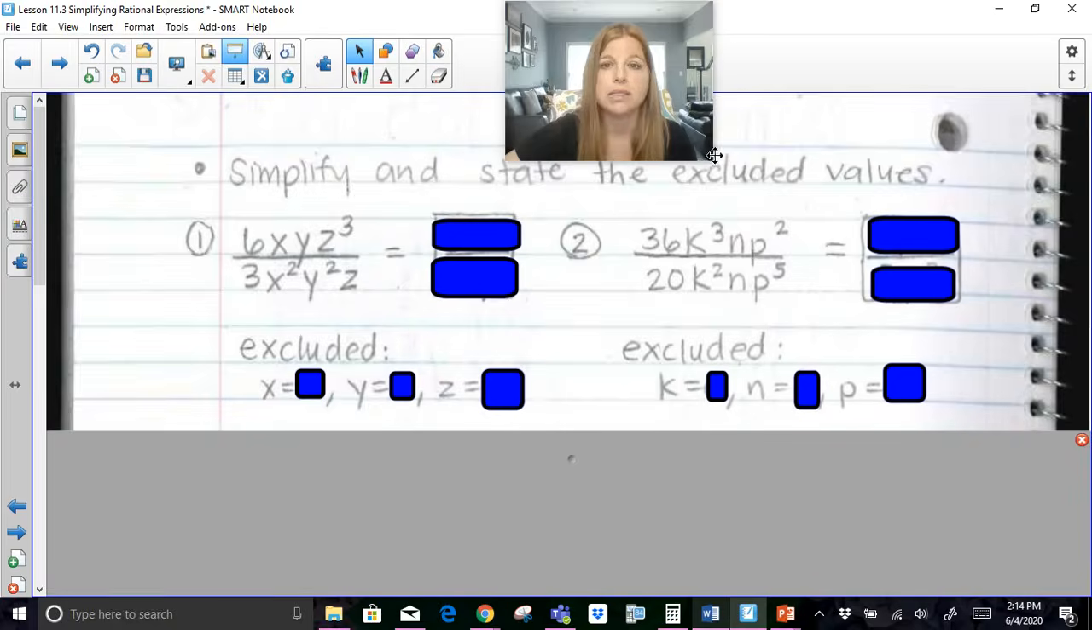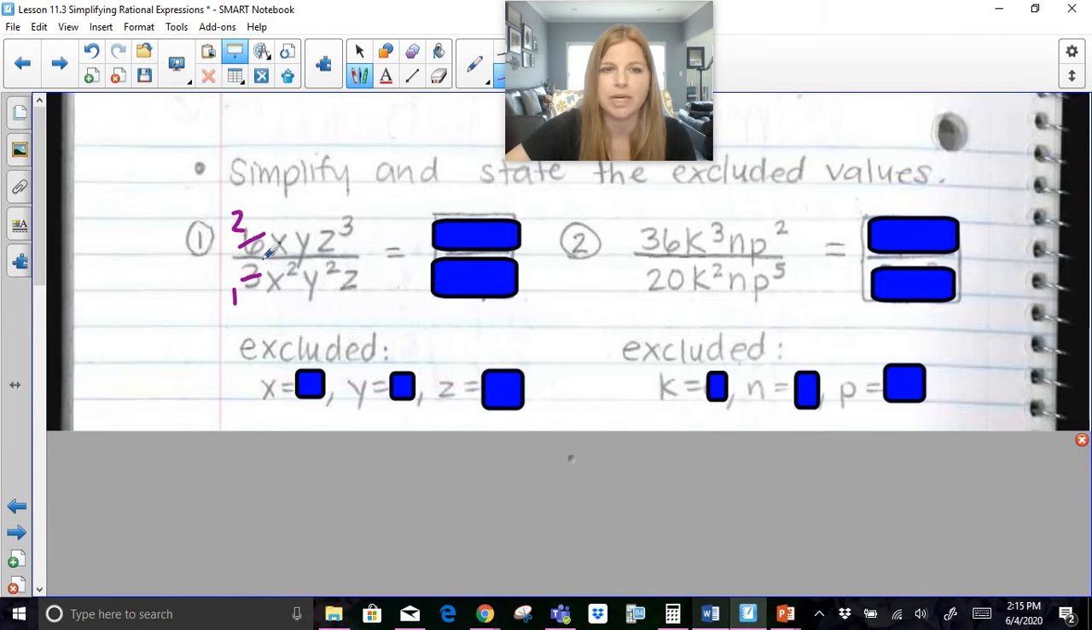Okay, some more problems that have some other different skills in them. So here we have 6xyz cubed over 3x squared y squared z, a monomial over a monomial. And we actually did this mid-year where we were simplifying expressions like this, and it's just a lot of cross simplifying. So remember, we would cross out the 6 and the 3, and that would become a 2 over 1.